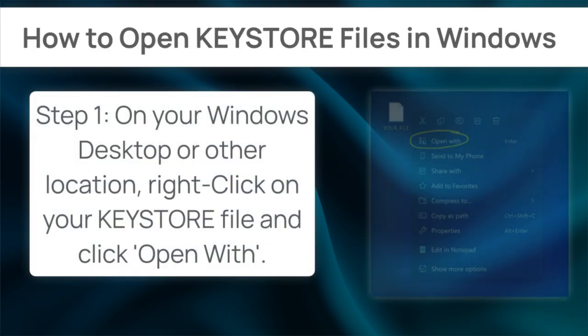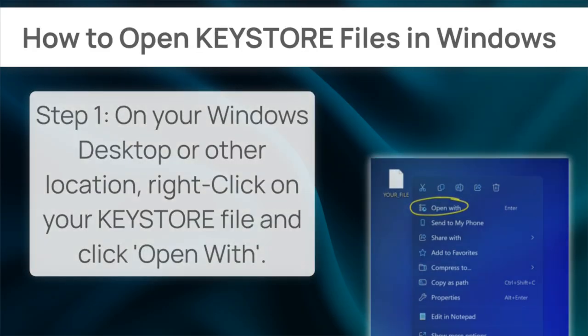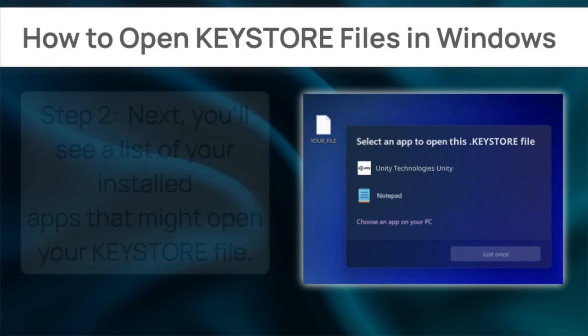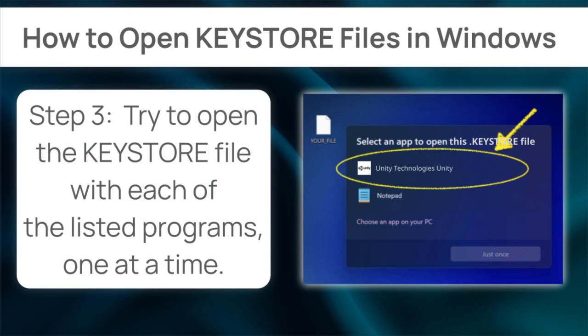To open this specific format, right-click your KeyStore file and select Open With. If Unity is available, use that first. If it's missing, choose another program. Don't worry if it takes a few attempts to find the key.